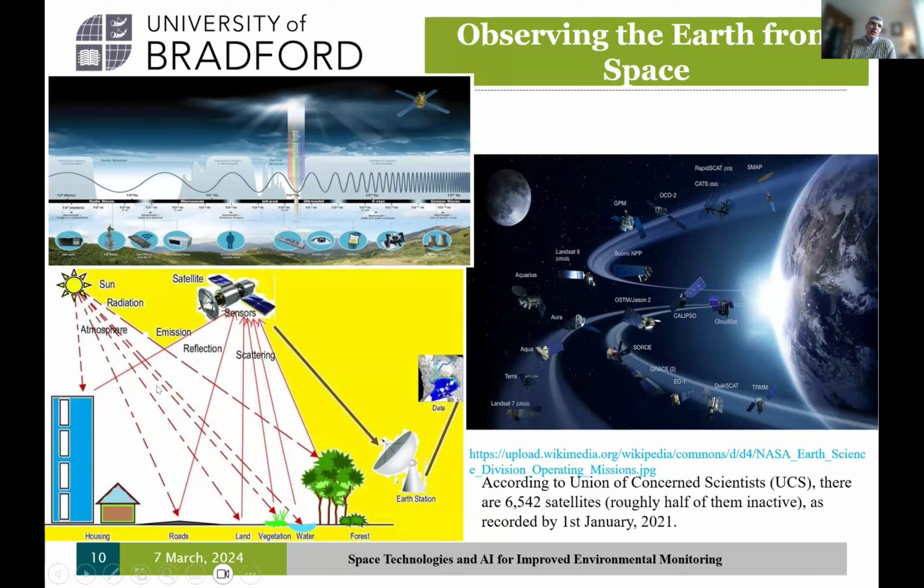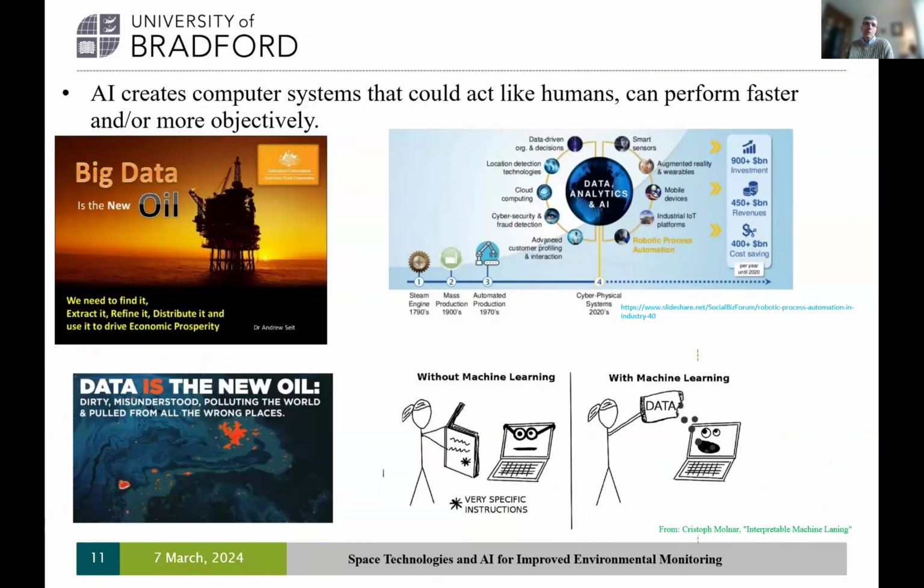So we can have lots of resources that can be picked up from space, either emitted by objects or reflected back by objects, like, for example, natural resources, land, water, roads, and so on. So space is becoming very important. And AI, because we have lots of satellites now, we have lots of data, and AI loves data. Data now is becoming the new oil.